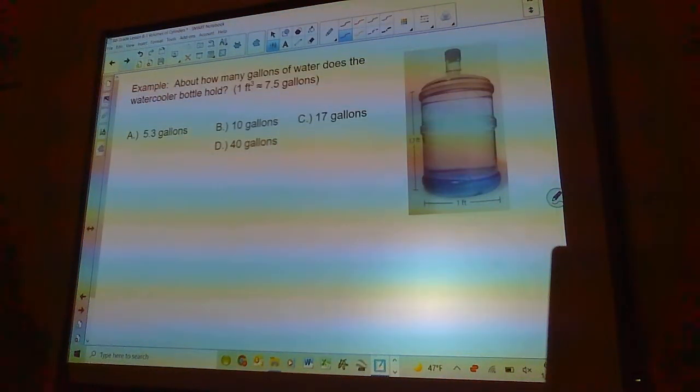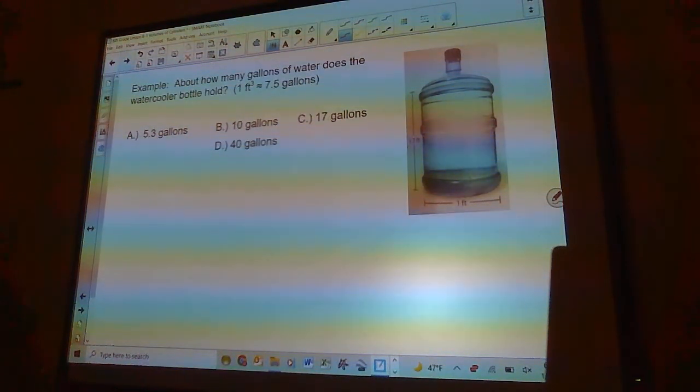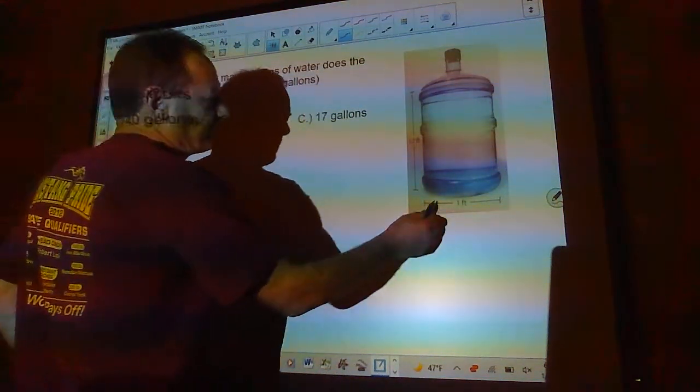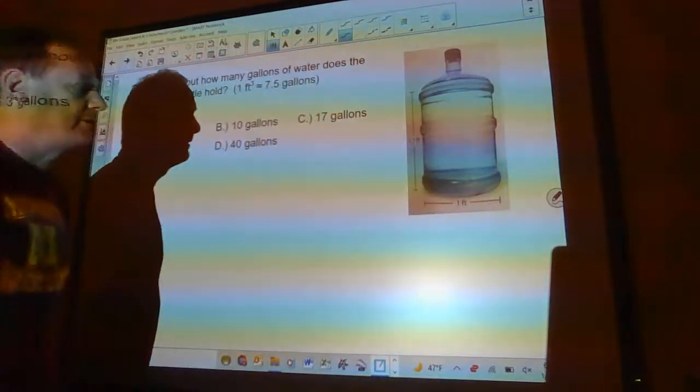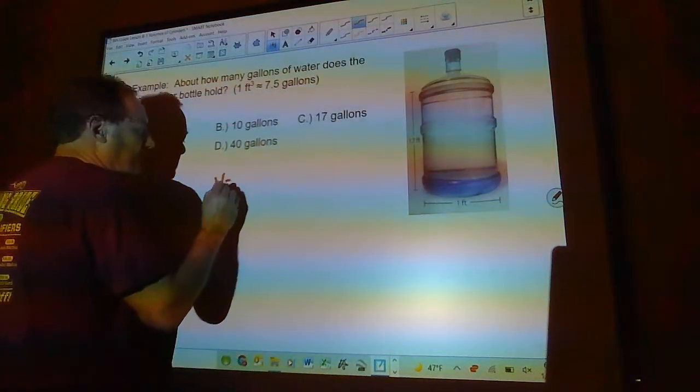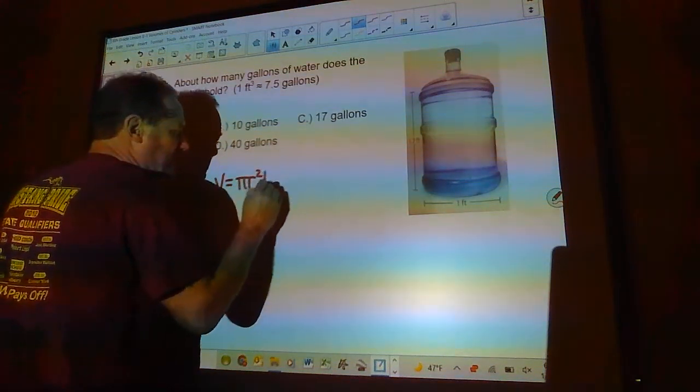All right. How many gallons of water does the water cooler bottle hold? 1 cubic foot is about 7.5 gallons. So the way they've got this filled up from here to about here, that's a cylinder. We can calculate the volume of the cylinder. Remember, that's pi r squared times h.